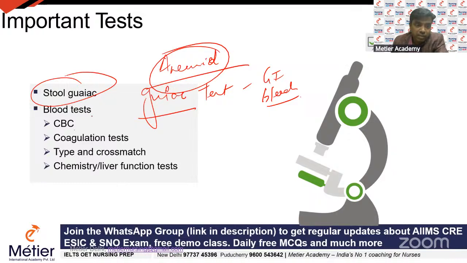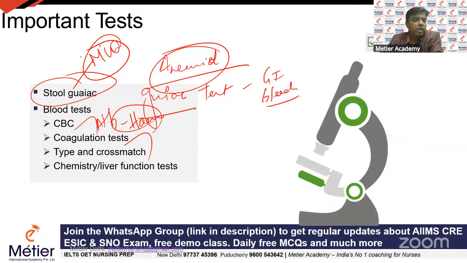Apart from that, CBC, they will check hemoglobin. Hematocrit is very important; they will check both. They will also do a coagulation test, because maybe the patient is a known case on an oral anticoagulant, so bleeding will be there. Cross matching they will surely do, and LFT, all the investigations you will do. But the MCQ is this one: mostly MCQs come from the most common stool digital rectal exam. The digital rectal exam is used to assess GI bleeding.